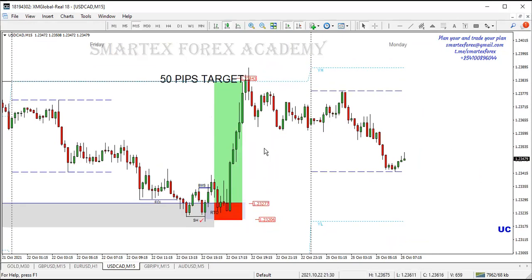If you're in my Telegram channel, you can see this was the zone, the point of interest: equal lows taken out, a stop hunt, break of structure, return to the block. This was our entry here. Our stop loss was 10 pips.